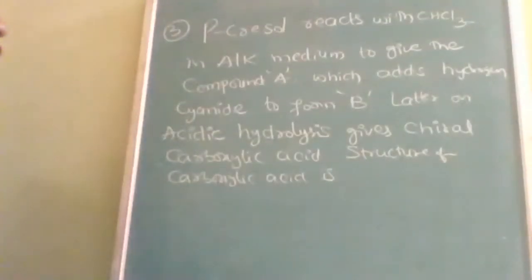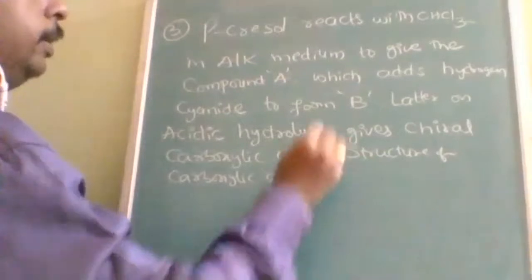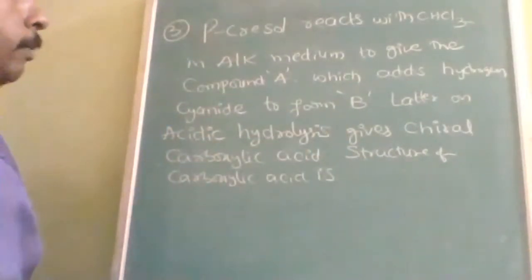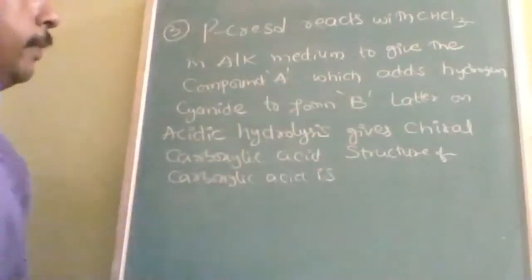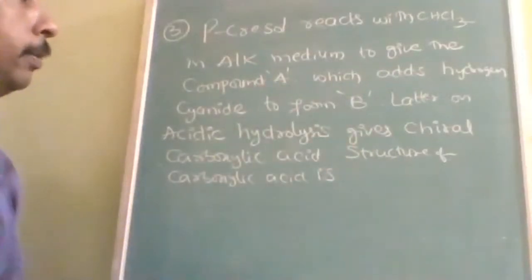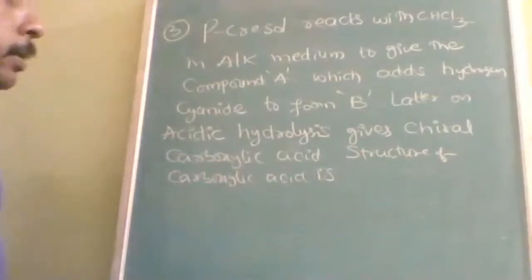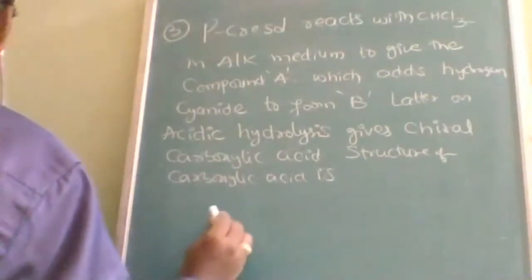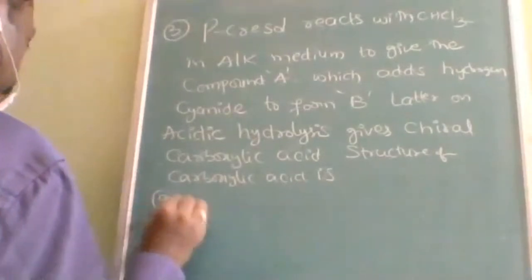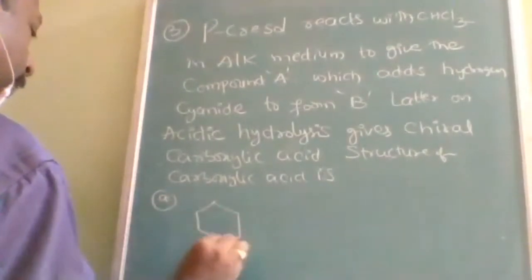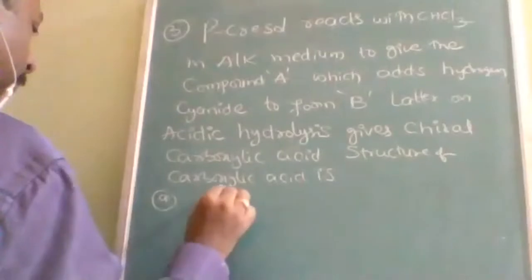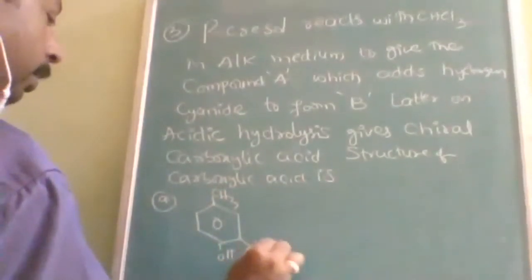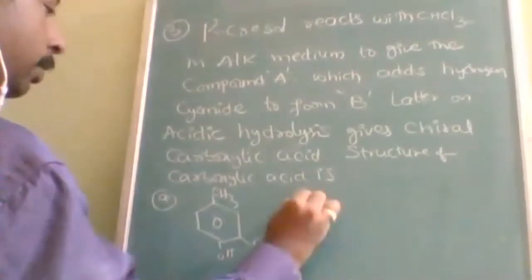Okay, here is another question. P-cresol is reacted with CHCl3 in alkaline medium to give compound A. This compound A is further treated with HCN to form B. That B on hydrolysis gives a chiral carboxylic acid. What is the structure of that carboxylic acid? Option A is CH3 and OH on the benzene, and CH2COOH.